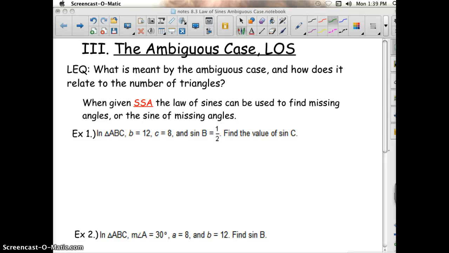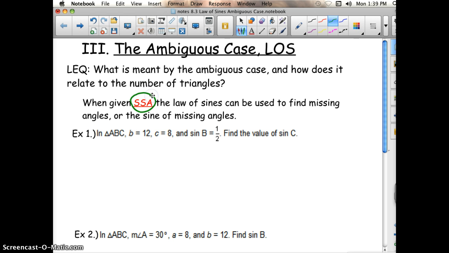Okay, now we're continuing with our study of law of sines. We're going to talk about the ambiguous case of the law of sines. What is meant by the ambiguous case, and how does it relate to the number of triangles? When given SSA, the law of sines can be used to find missing angles or the sine of missing angles. So this really only pertains when I have SSA. All right, let's get started.